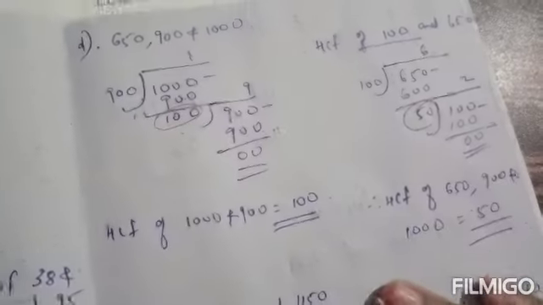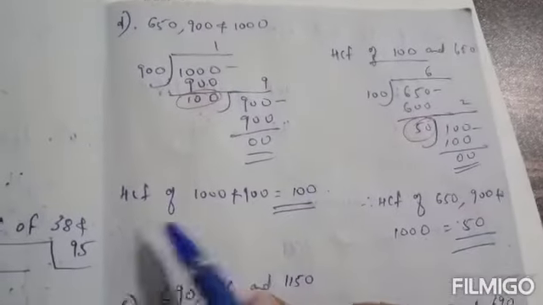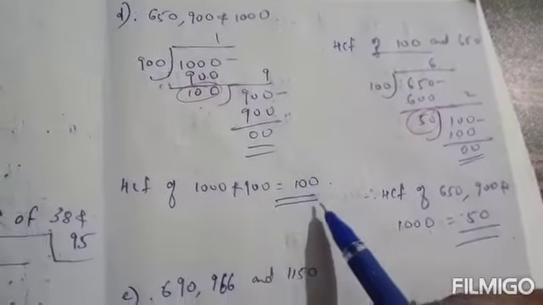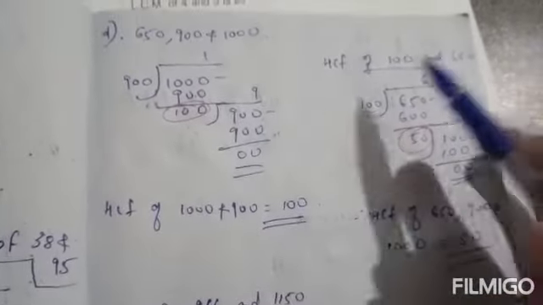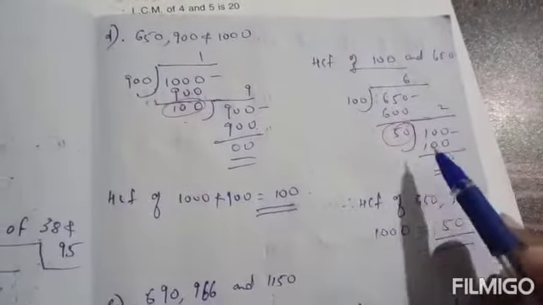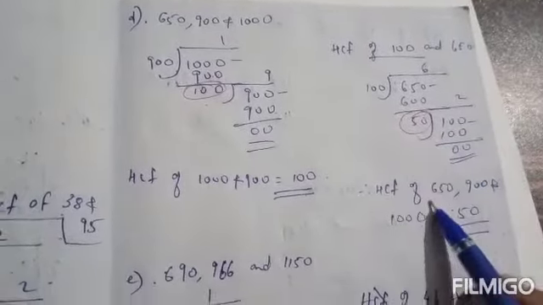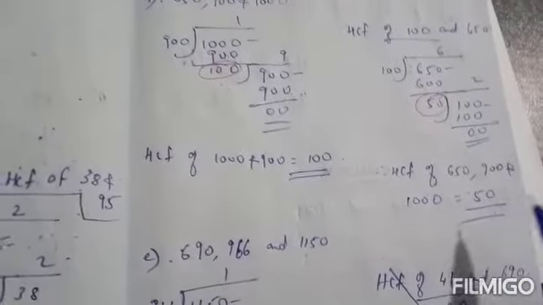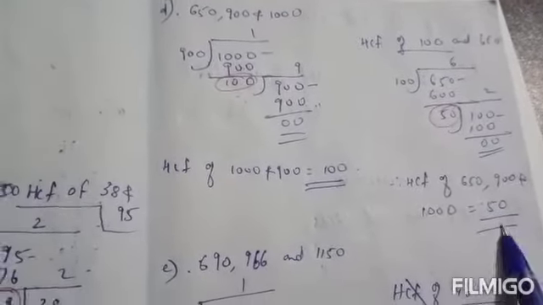Now D: 650, 900 and 1000. You will get the HCF of 1000 and 900. That will be 100. Now HCF of 100 and 650, you will get 50. So 50 is the HCF of 650, 900 and 1000. Okay, so the answer is 50.